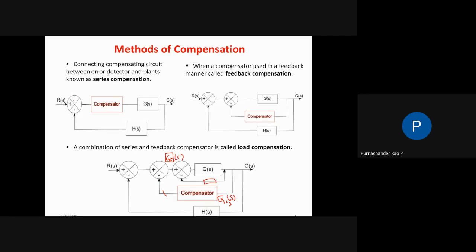Okay, so if this is directly taken, this is a forward, so this may be G3 of S. Okay, so this is in the feed forward direction and this is in series. Okay, so this is also called parallel. Okay, then another compensator is connected in a feedback. So this combination of these compensators is called a load compensation. So these are the different types of compensation techniques.